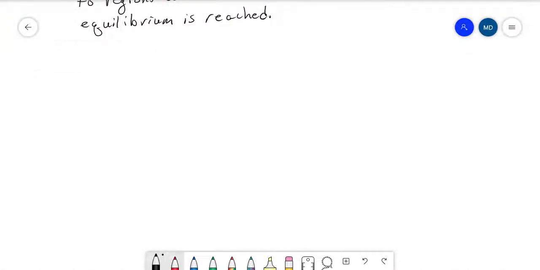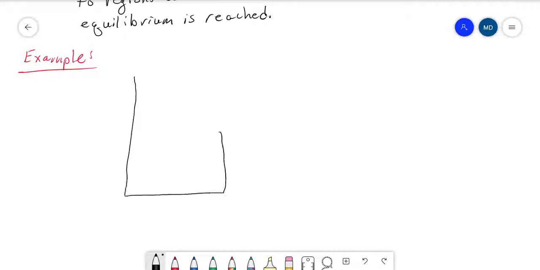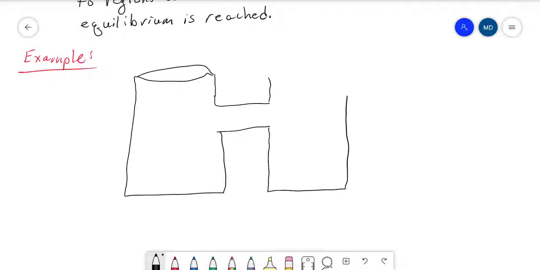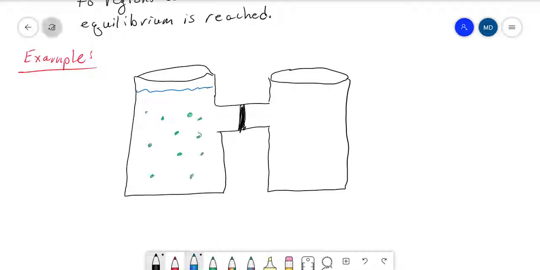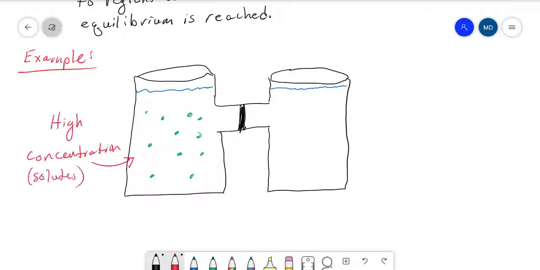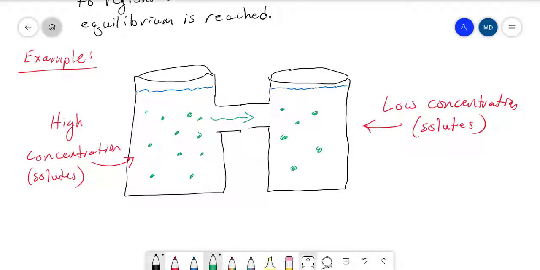Imagine that we have two beakers that are connected together through a tube, and that tube has a block in the middle of it. One of the beakers, we're going to put in a number of solutes, and this is going to make the concentration of solutes in that beaker high, and on the other side we are not going to put in any solutes, and that will make the concentration of the fluid in that beaker low. When we remove the blockage, the solutes from the high concentration area are going to move to the low concentration area, and they're going to do this through a process called diffusion. And they will do this until the two sides come into equilibrium.